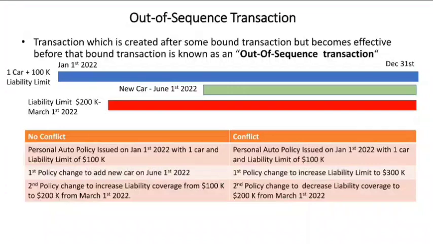So this is what is called out of sequence. As I told you, every time there is a transaction whose effective date is prior to the bound transaction, we call it out of sequence. In out of sequence, we could have a no conflict scenario versus a conflict scenario. A conflict scenario is where you touch the same field twice in two different transactions.